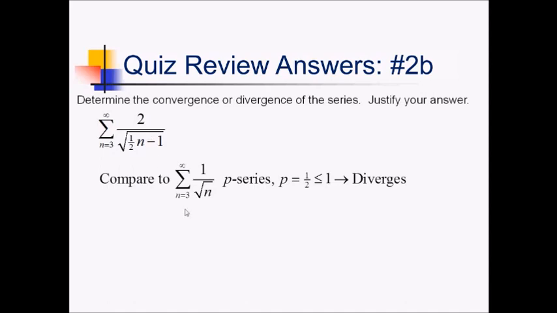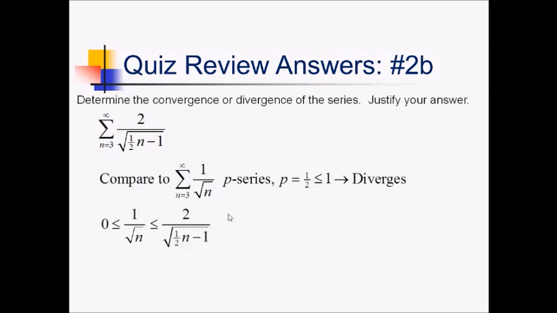So in order to prove things and write things out, I have to show these are both positive. So I'm going to write that they're both greater than or equal to 0. And I need to show that my diverging series is smaller. So I'm going to write 0 less than or equal to 1 over radical n, less than or equal to 2 over radical 1/2 n minus 1.